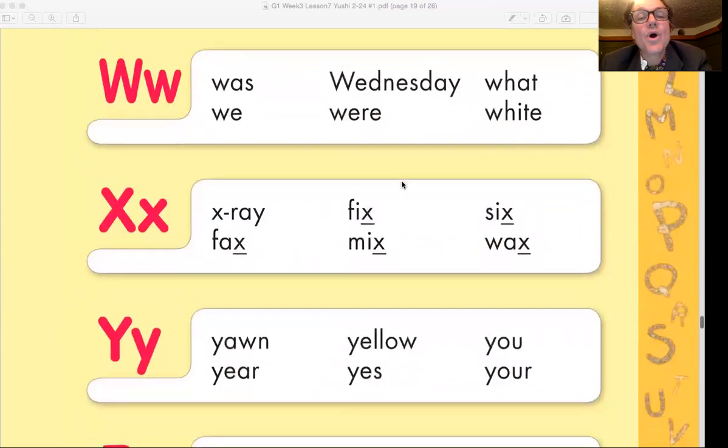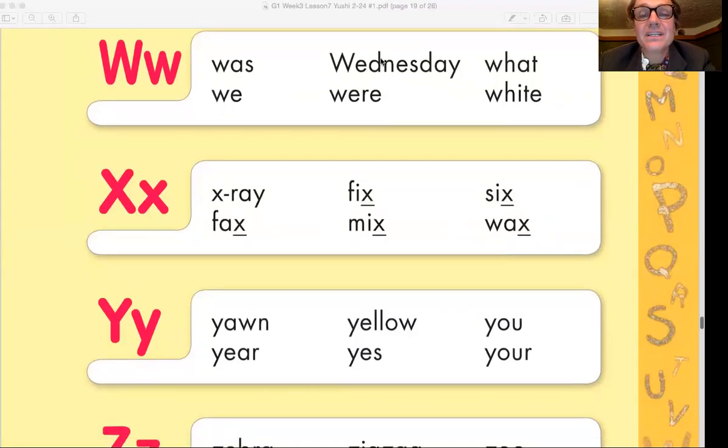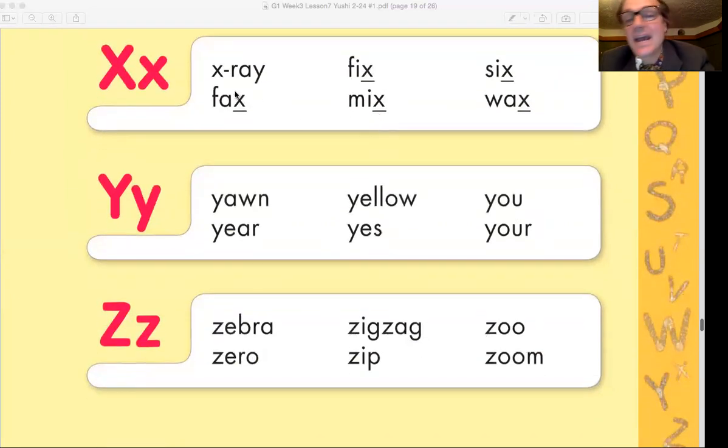Here are the W's. Was, we, Wednesday. Now we say Wednesday. We don't put that D sound in there. If you were going to write it, you might say Wed-nes-day, like three different parts. That's how I remembered how to spell Wednesday. But we say Wednesday without the D. We, were, this is the word were, what and white. X: X-ray, fax, fix, mix, six, wax.